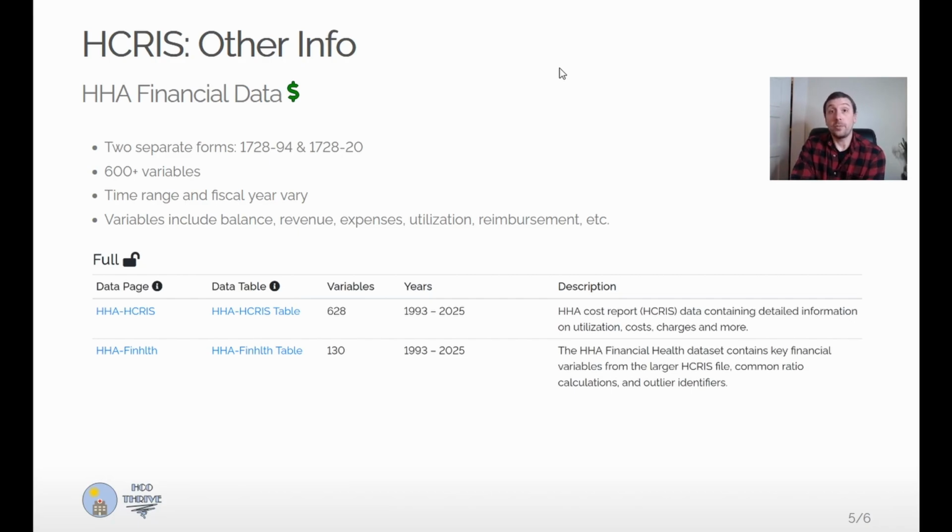As I mentioned, there's quite a few variables, not as many as skilled nursing facility or hospitals, but there's still around 628 total variables right now. Fiscal year and time range will vary. I always say this, that some fiscal years are calendar year, so January to December, whereas others start in the summer, so July to June.